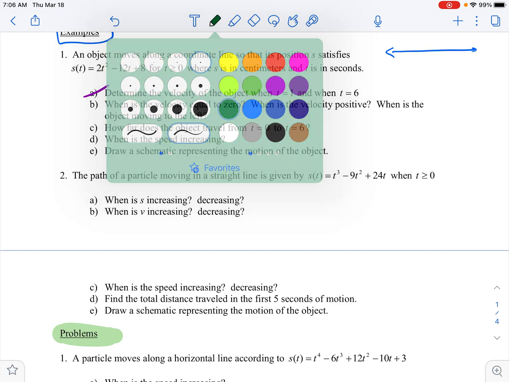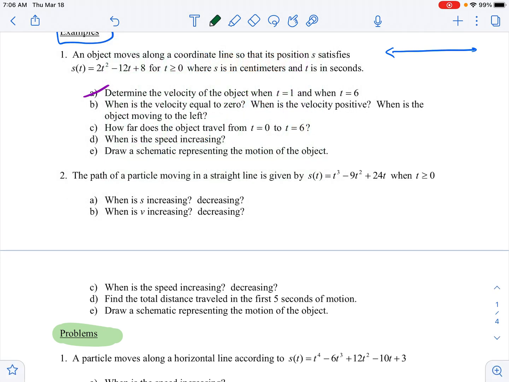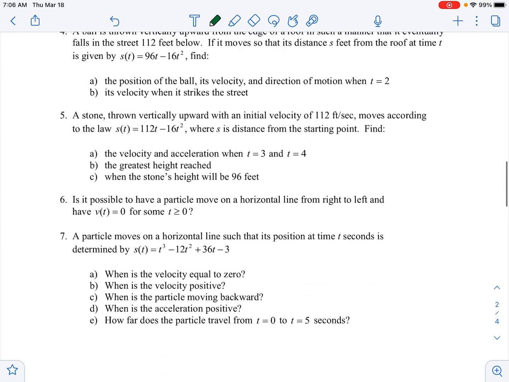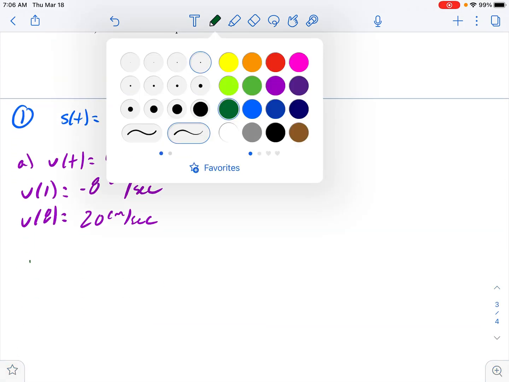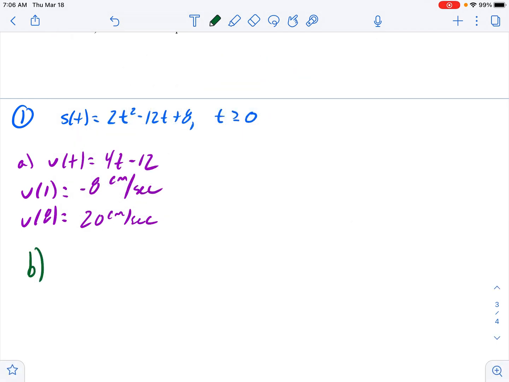Part B: when is the velocity equal to 0? When is the velocity positive? When is the object moving to the left? That's going to be when velocity is negative. So let's analyze velocity a little bit here. For part B, when is velocity 0, positive, and moving to the left?